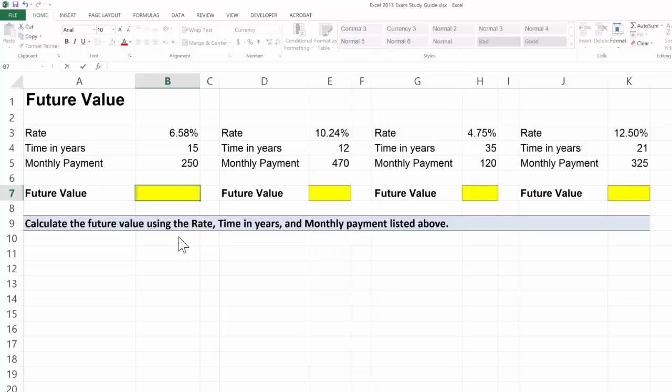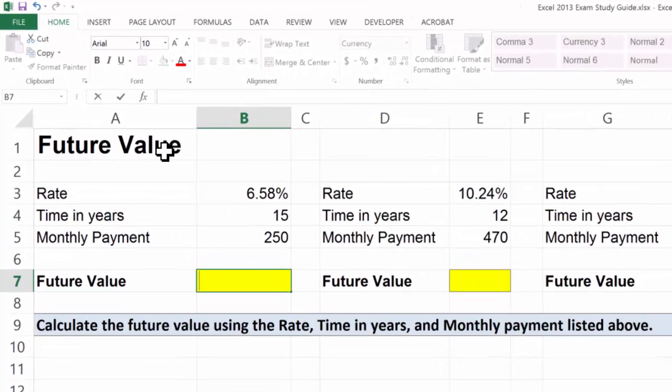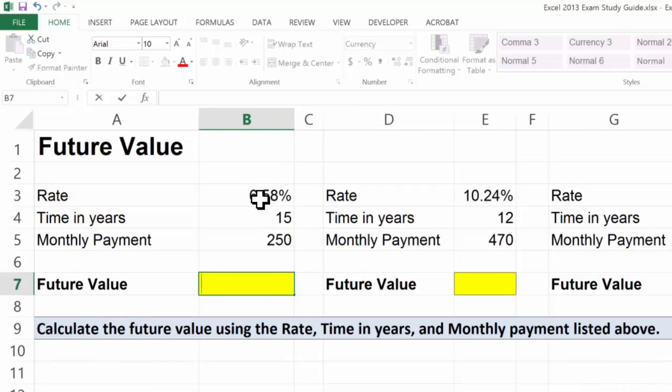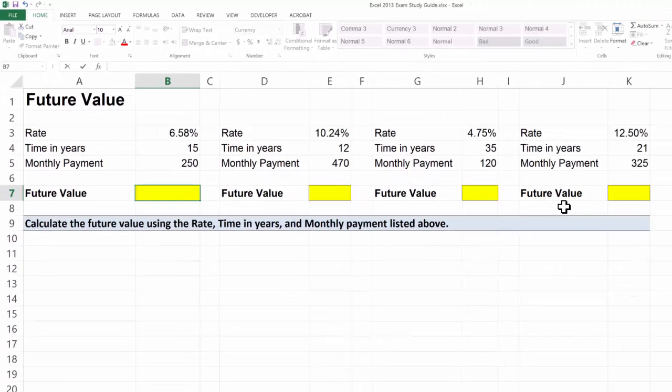Have you ever wondered how much your money would be worth if you invested it over a period of time? The future value function in Excel will give you that answer. So let's go ahead and use that. I'm going to do two real quick on the video, and then I'll just give you the answers to the last two so that you can try it on your own.